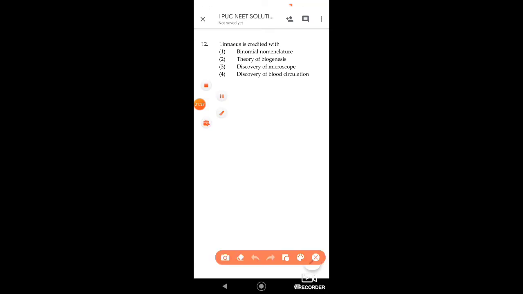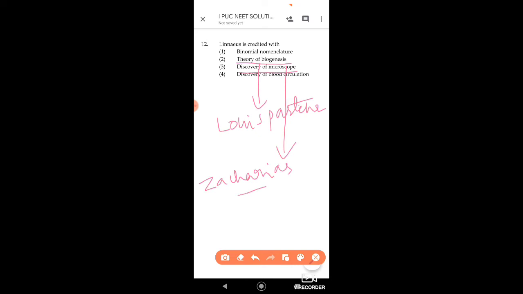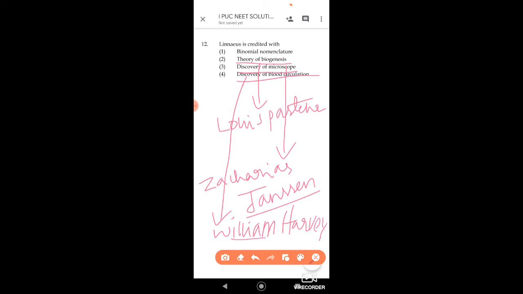So let me also tell the other options. Theory of biogenesis is a concept pertaining to your second PUC. It is explained by a scientist called Louis Pasteur. Secondly, the discovery of microscope was done by Zacharias Janssen. Finally, blood circulation was discovered by William Harvey. So without doubt, please go for option 1.